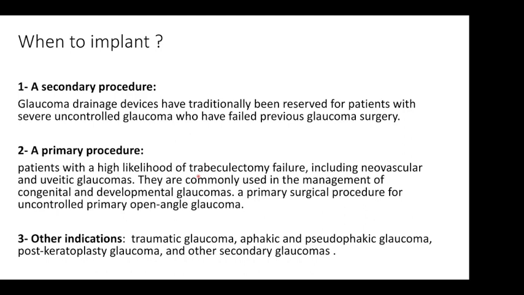But nowadays, there is a growing interest in it being a primary procedure in cases where the trabeculectomy is expected to have a low success rate, like when you deal with neovascular glaucoma, uveitic glaucoma, and some cases of developmental and juvenile glaucomas. And nowadays, there is a growing interest to consider it a primary procedure for uncontrolled primary open-angle glaucoma.